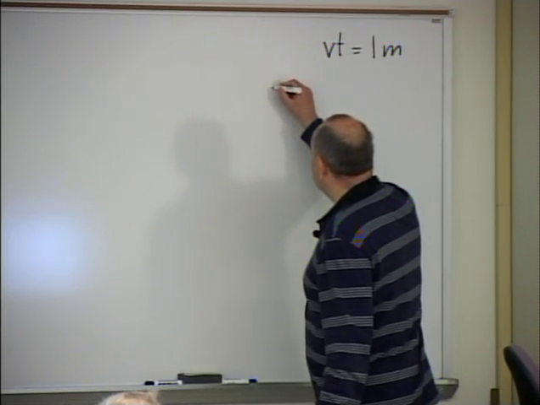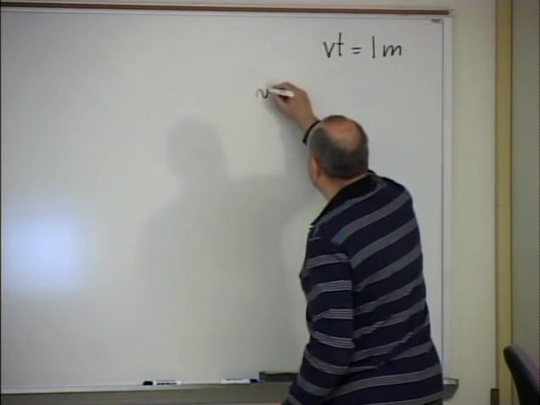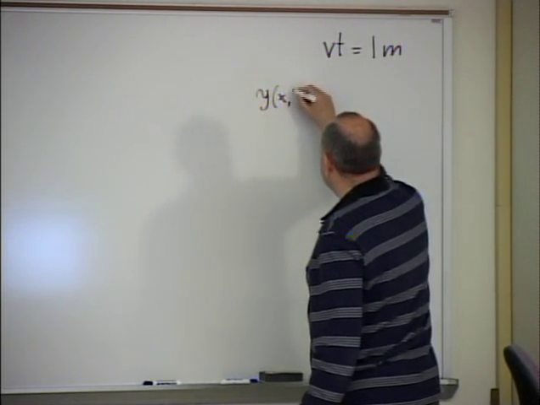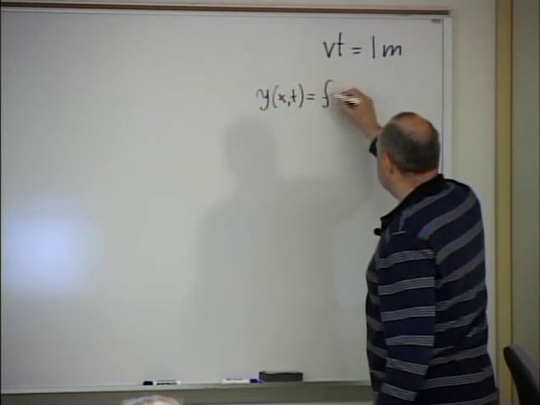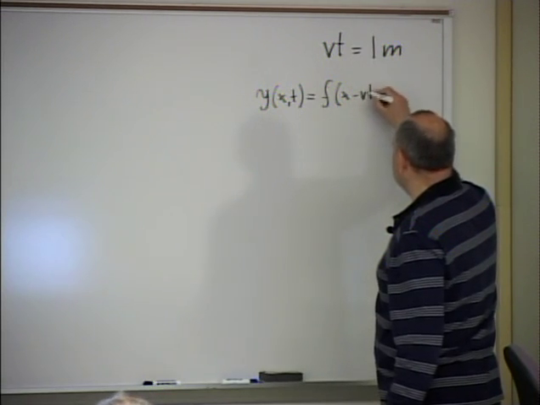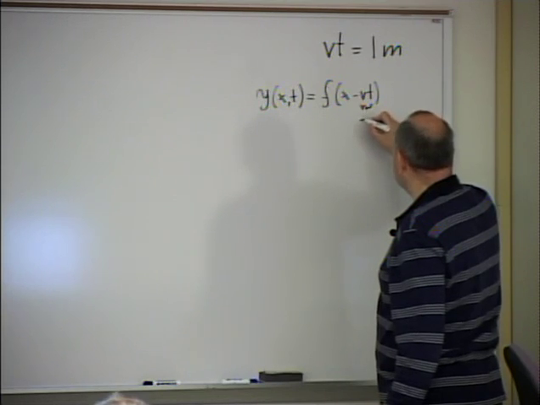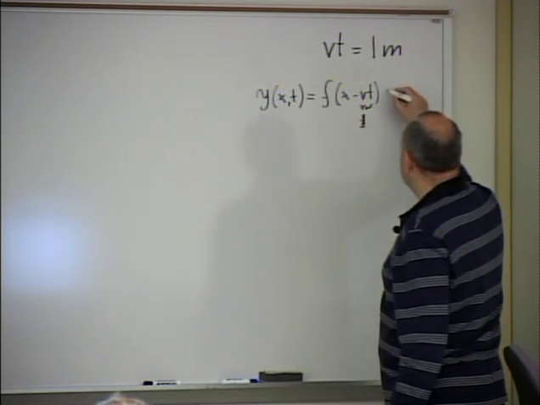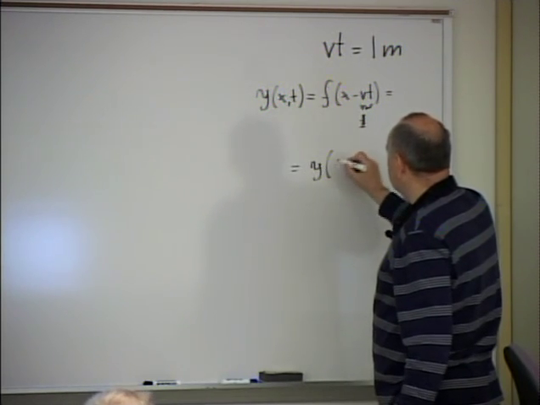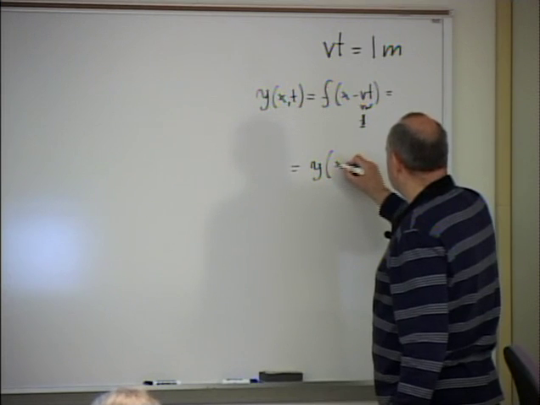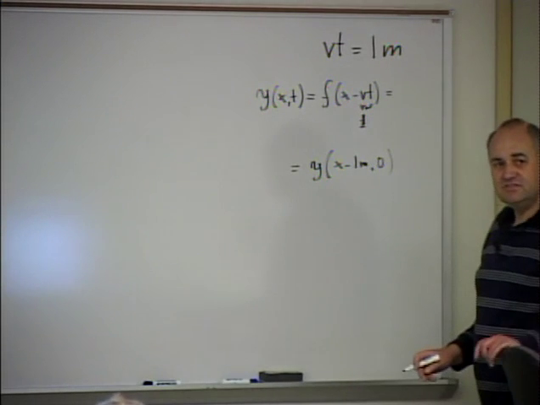So we will have that y of x, t is the same as f of x minus vt, right? Now vt is 1, right? So this is 1, which means that it is the same thing as y at x minus 1 meter at instant 0. Do you see that?